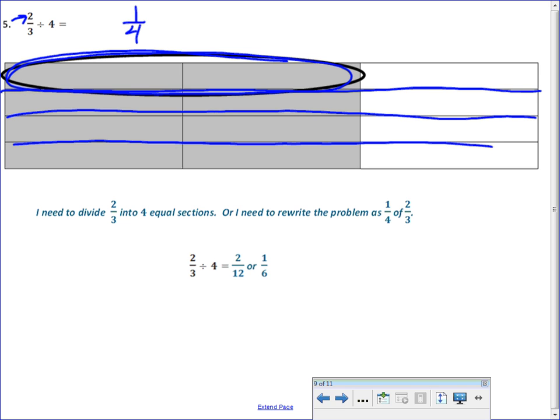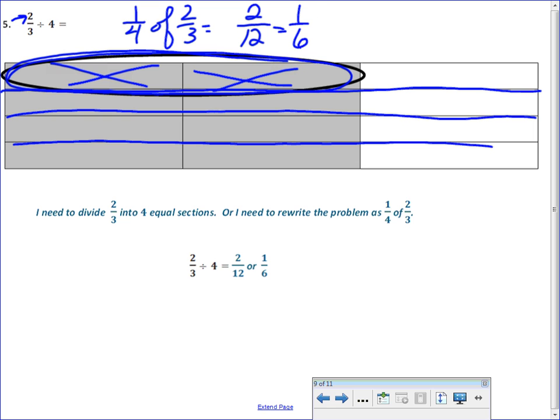So 1/4, don't leave yet, is how many boxes? 2 boxes out of how many? 12. And that can be reduced to 1/6, so that's your answer. How do you leave it? You're going to roll this copy down.